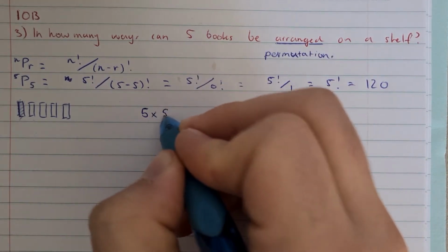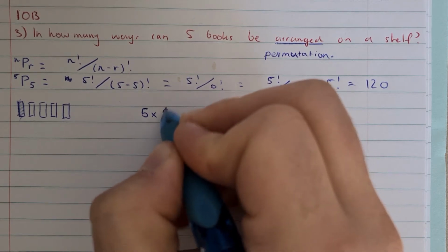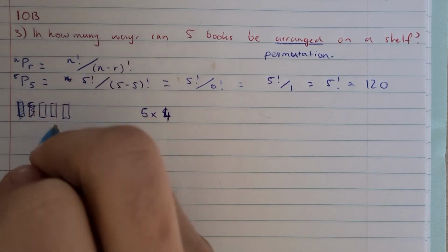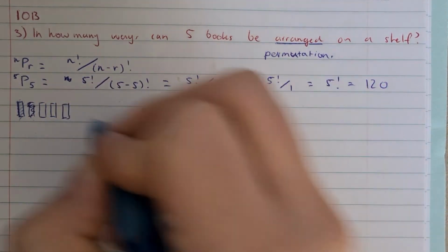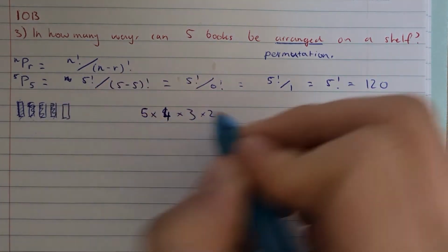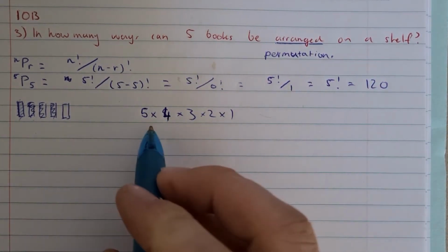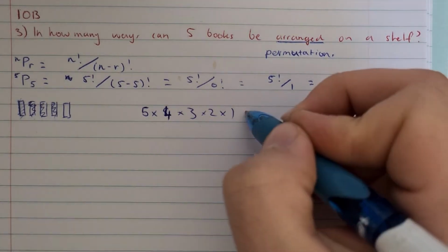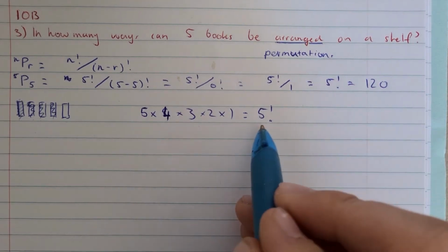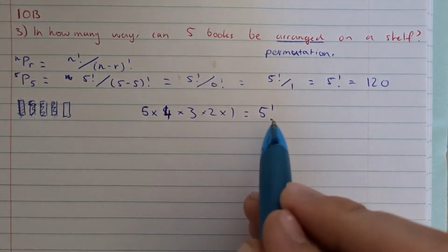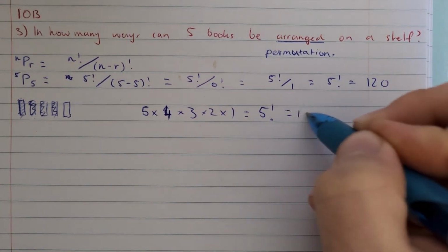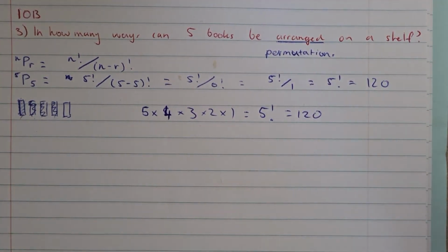So this is like our multiplication rule. You begin with 5 choices, then you have 4, then you have 3 to choose from, then you have 2, and finally, when you get to the last book, you've only got 1 option. So 5 times 4 times 3 times 2 times 1, that's 5 factorial. Remember, with 5 factorial, you're just multiplying all the numbers down from 5 together. And that equals 120. So 2 different ways to approach this question.